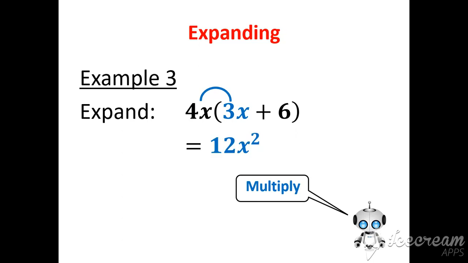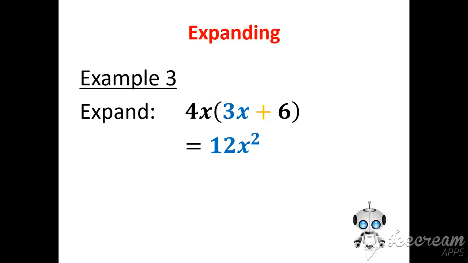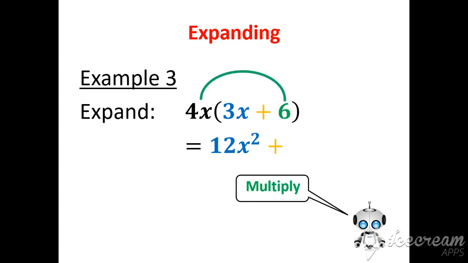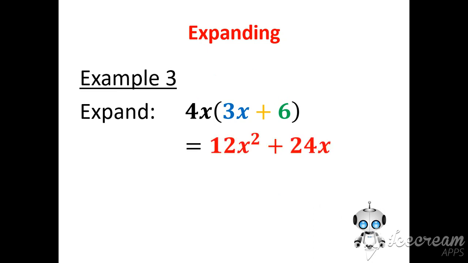Now 4x times 3x makes 12x squared, because 4 times 3 is 12, and x times another x is x squared. Right, we have a plus here, so let's put our plus down, and let's do our second multiplication. 4x multiplied by 6. 4 times 6 is 24, and there's an x, so we must write 24x. So our answer is 12x squared plus 24x.